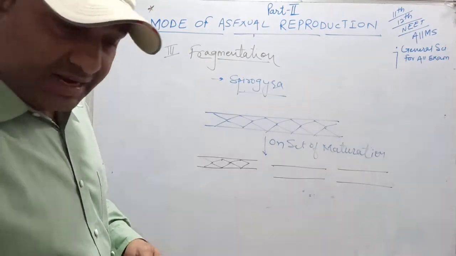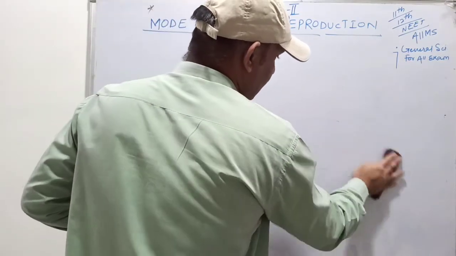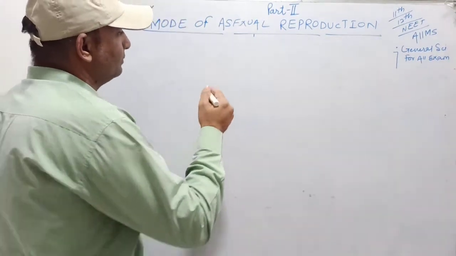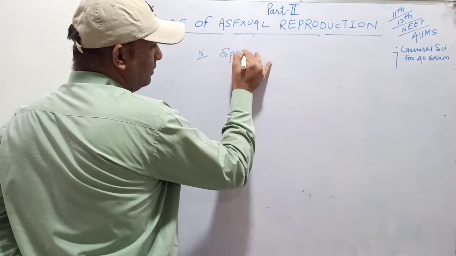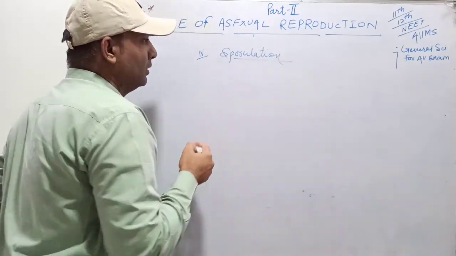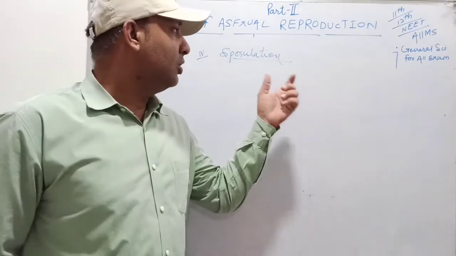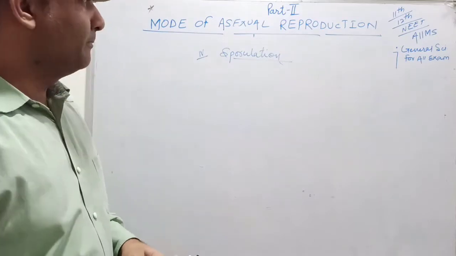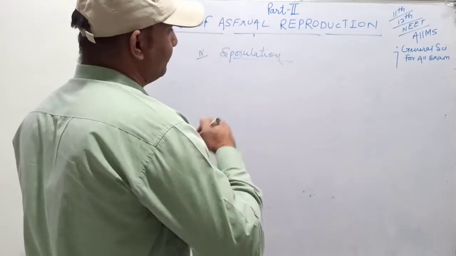Clear? Next type. After fragmentation, the fourth type is called sporulation or spore formation. The definition of sporulation: the process by which an organism produces spores and the spores develop into new offspring. That time the process is called sporulation or spore formation. The example is rhizopus.